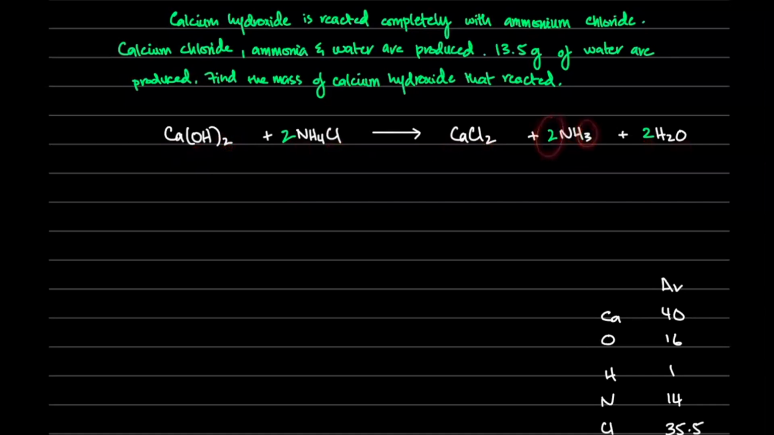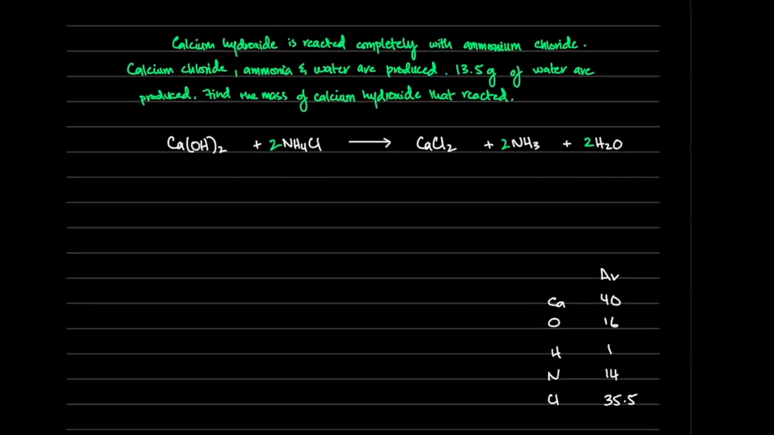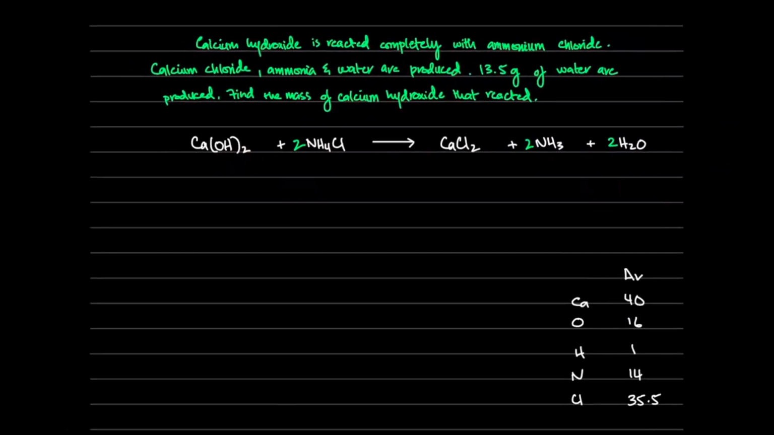We have 2 times 3, 2 times 3, and then 2 times 2. That's 10, right? 6 plus 4. And on the right hand side, we have 2 plus 2 times 4, because of this. So we have 10 hydrogens on the left and 10 hydrogens on the right. Okay. So now everything is balanced.